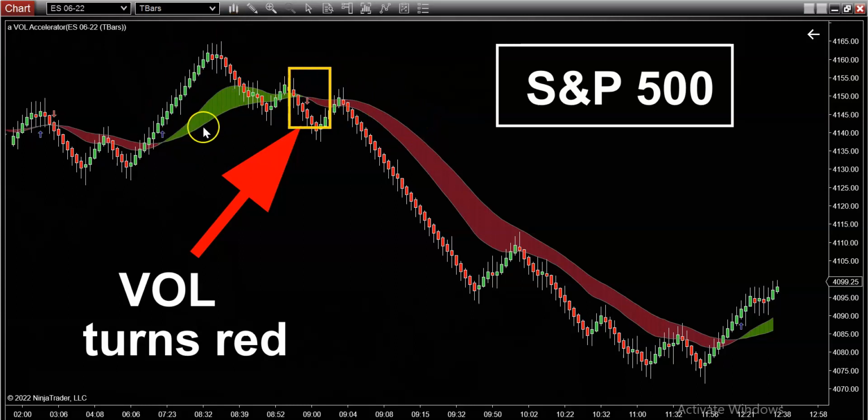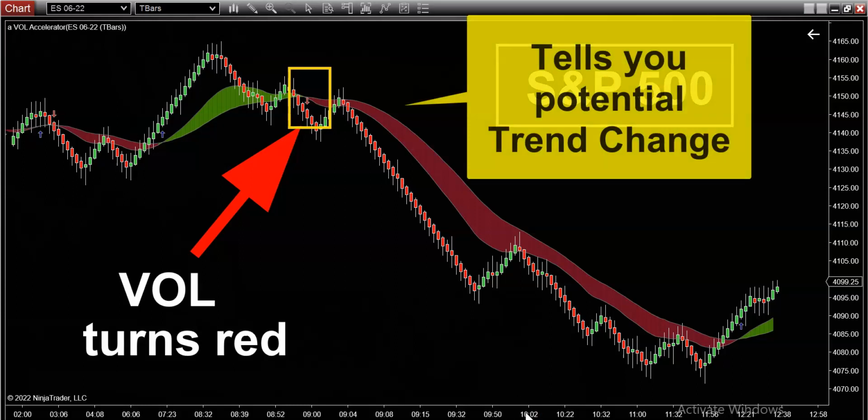All right. When the color band changes, in this case from green into red, this is your clue. This is your potential signal. This is your heads up that you might want to now start paying attention to a potential trend change. You understand what I'm saying?